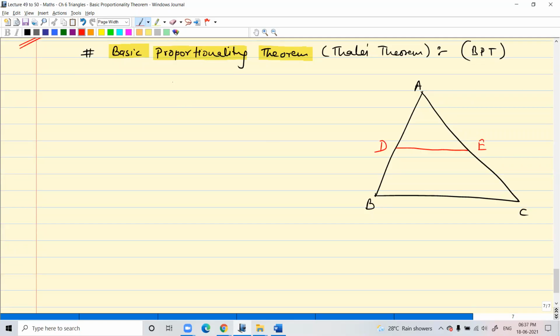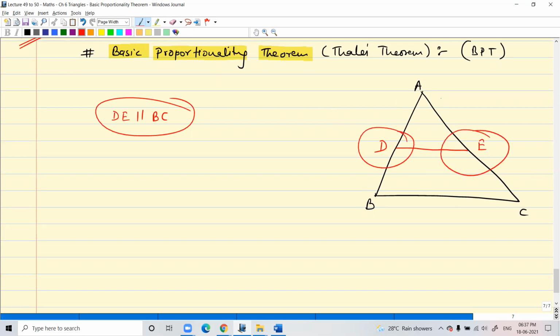So as of now, I've told you what is given. What do we know? I know that DE is parallel to BC. This is the only thing we know, and that D and E are the points where this parallel line intersects the other two sides. Now, BPT tells you that if DE is parallel to BC, then the sides AB and AC are divided in equal ratio. What I mean by that?